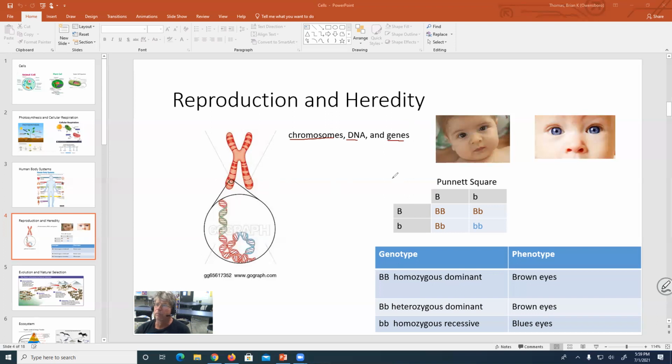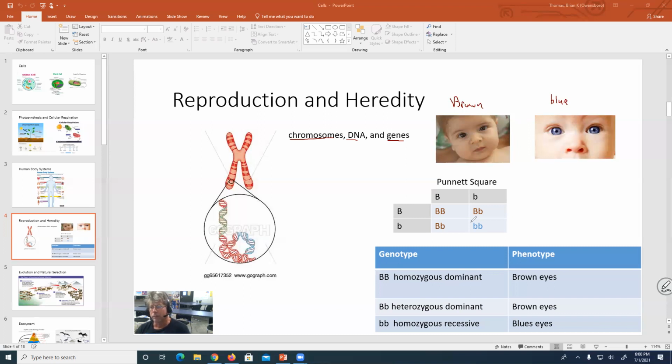Something to bring to your attention here is what's called the Punnett Square. A Punnett Square describes how these traits happen. So for instance, in these two babies, this first baby has brown eyes, and the second baby has blue eyes. So the question is, why does one baby have brown eyes and one baby have blue eyes? And again, your eyes may be a different eye color, but why is that?